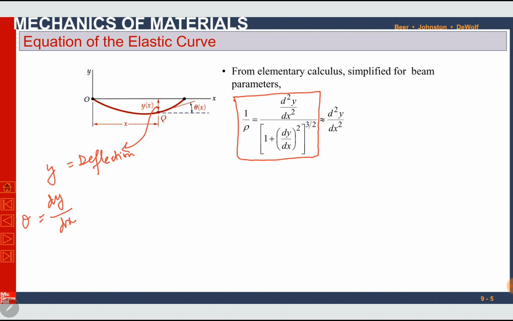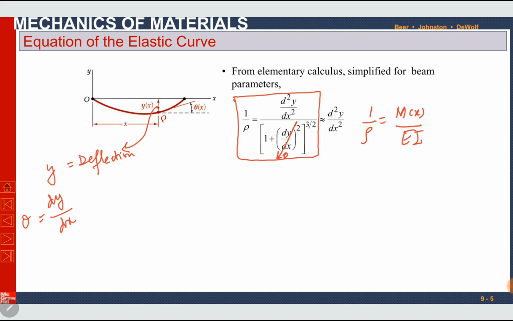The deflection y of the beam is usually a small number, so its derivative will be even smaller. So we can neglect the square of a small number, which is (dy by dx) squared. It is almost equal to 0. So we can simplify this expression as 1 over rho almost equal to d squared y by dx squared. Previously we know that 1 over rho is equal to moment divided by EI.